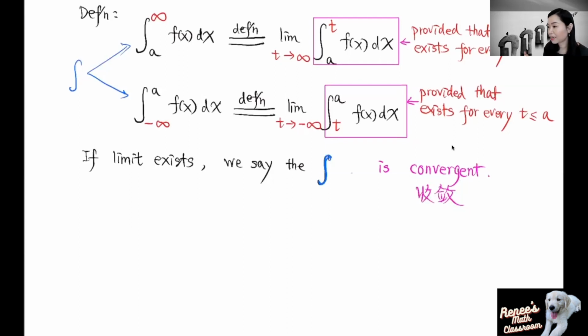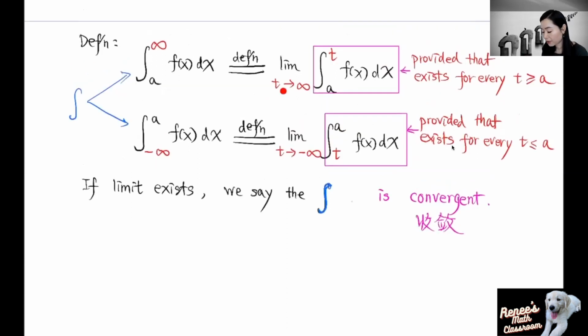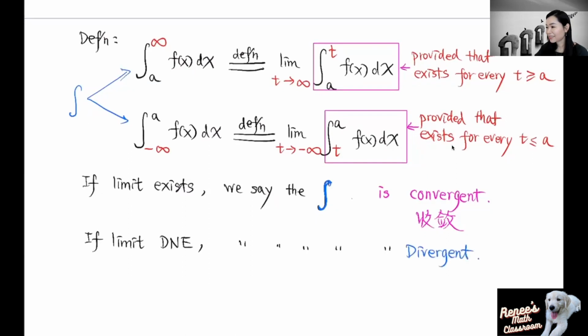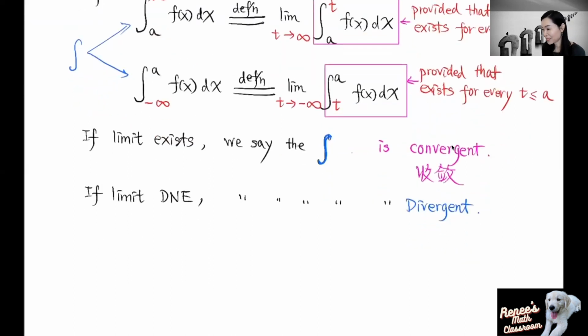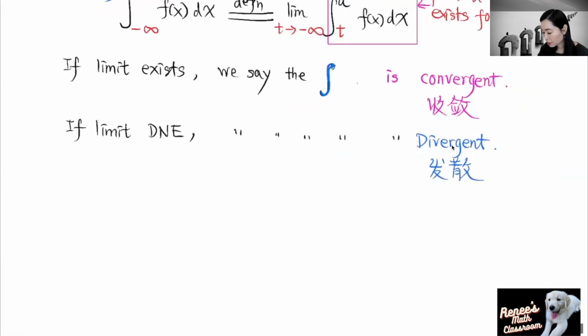Now, what happens if the limit does not exist? What happens if the limit over here does not exist as a real number? Maybe it's infinity. Then we say the integral over here is divergent. Divergent in Chinese is the opposite of convergent. Some people will say 不收敛, but that actually has a different meaning, which is kind of funny if you know Chinese. They actually call that 发散. So this is convergent, and this is divergent.